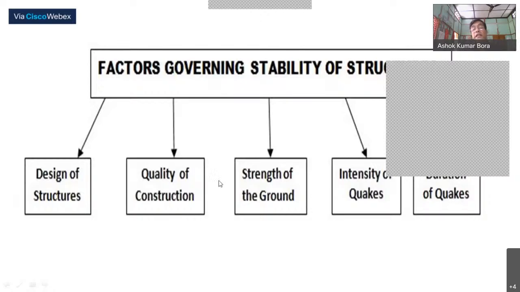Then strength of the ground, soil testing and firmness of the ground, or the lithological characteristics of the ground, is important. Then intensity of quake is also important. What is the intensity of quake? High intensity, low intensity, or moderate intensity? Then duration of quake: how long a particular tectonic event continues? That is important. So these are the factors, to me, governing the stability of structures.